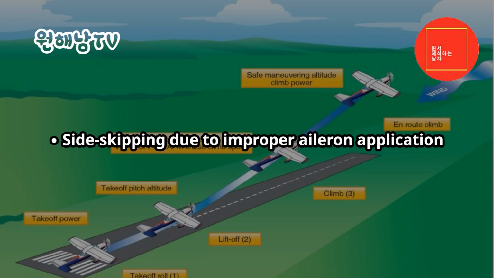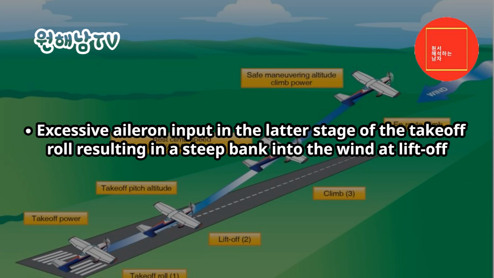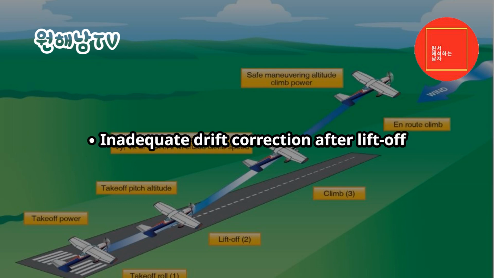Sideslipping due to improper aileron application. Inadequate rudder control to maintain the airplane parallel to the centerline and pointed straight ahead in alignment with visual references. Excessive aileron input in the latter stage of the takeoff roll, resulting in a steep bank into the wind at liftoff. Inadequate drift correction after liftoff.